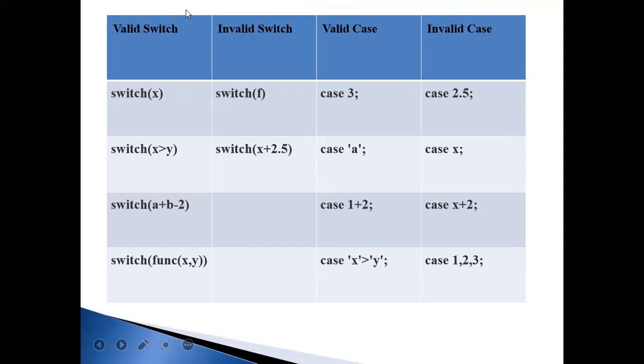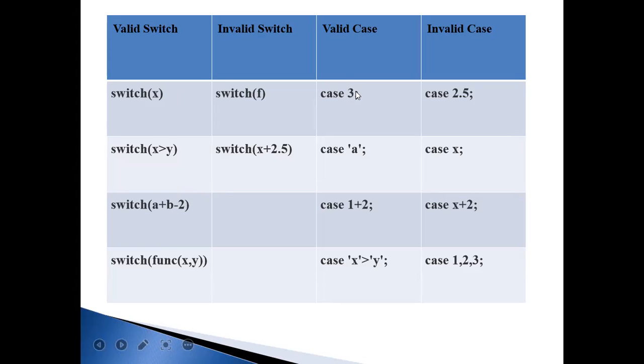Here, x is the integer type and f is a float type. We should not use float type. We can use only integer and character. Okay, a is a character. Here, 2 is an integer number. Switch within open and close bracket x is the passing value. Here, x is a variable we have defined. Same for case 1, case 2, case 3.